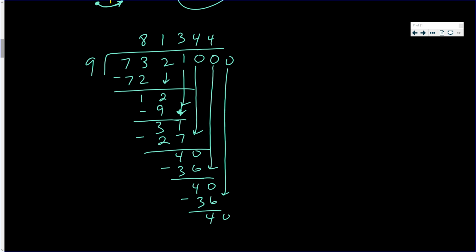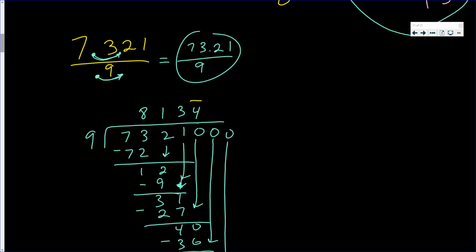Okay, I hope it's clear that the 4 is repeating. And when it repeats, you put a bar on top of it. Now this was a decimal problem. When we were dividing by 9, the decimal was right there. I'll put the decimal right there. There it is, 8.134 bar. That means 8.1344444444 forever and ever.